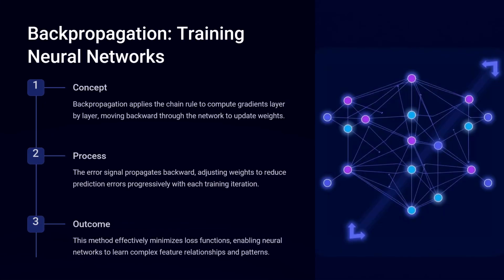Backpropagation, training neural networks. Concept: backpropagation applies the chain rule to compute gradients layer by layer, moving backward through the network to update weights. Process: the error signal propagates backward, adjusting weights to reduce prediction errors progressively with each training iteration. Outcome: this method effectively minimizes loss functions, enabling neural networks to learn complex feature relationships and patterns.